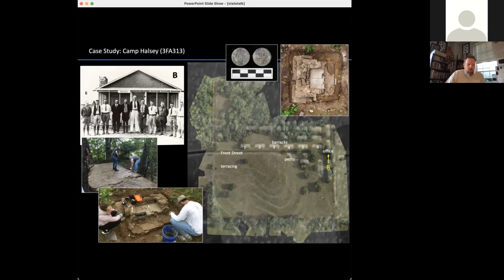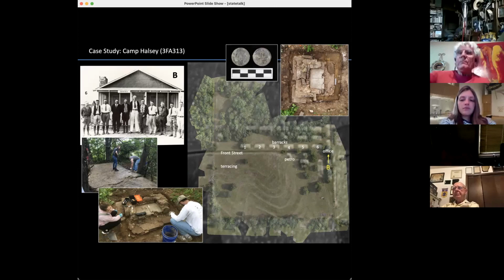So we've got the historical image of Front Street, and we've got the historic images of these terrestrial base, right? And so they've guided our data collection in terms of the distribution and types of buildings that are present at Camp Halsey.